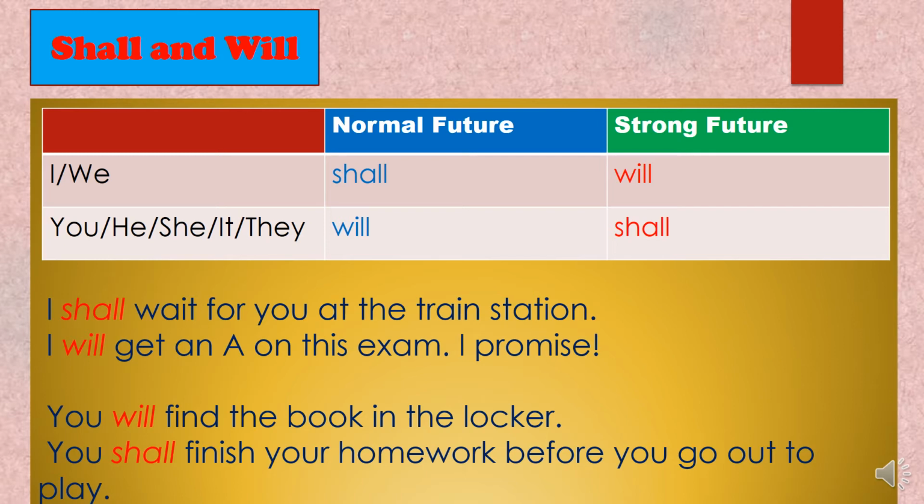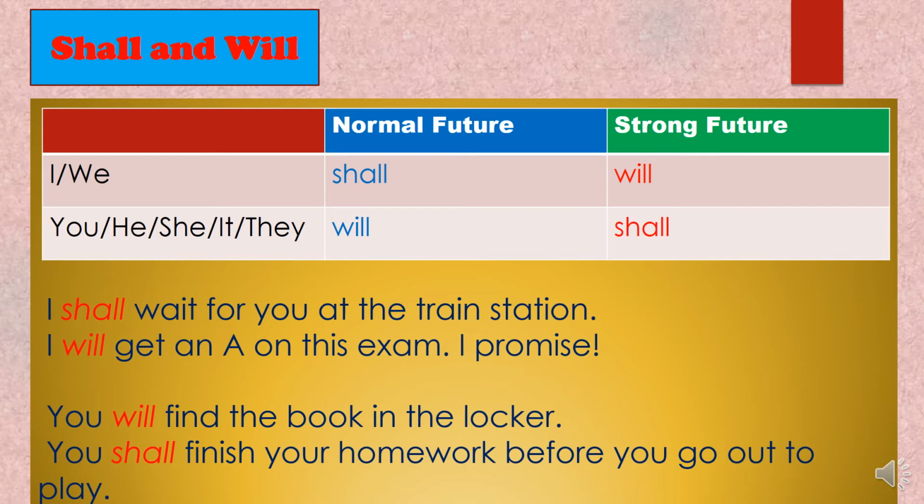I will get an A on this exam, I promise. So you are determined that you will get an A. So you will not use shall with it. When you are determined, when you're making a promise, when you are making some determination, then you will always use will with the first person. This chart you will make in your notebook also.